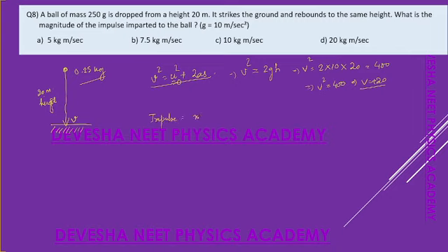Is equal to mv minus mv. Okay, change in momentum. This is equal to 2mv, which is 2 times mass, which is 0.25, and the velocity, which is 20. So the answer is 10. Okay, this is the answer, 10 kg meters per second. Okay, let's go to the next problem now.